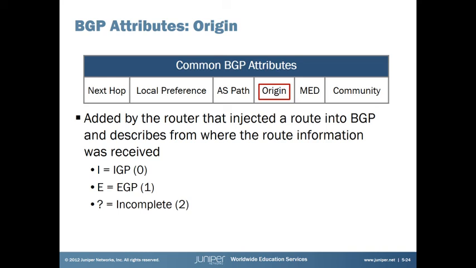So all this is fed into the best path selection algorithm, and influences what route becomes active, what is the chosen best path. Okay, these are common attributes that you will commonly see in a BGP route.